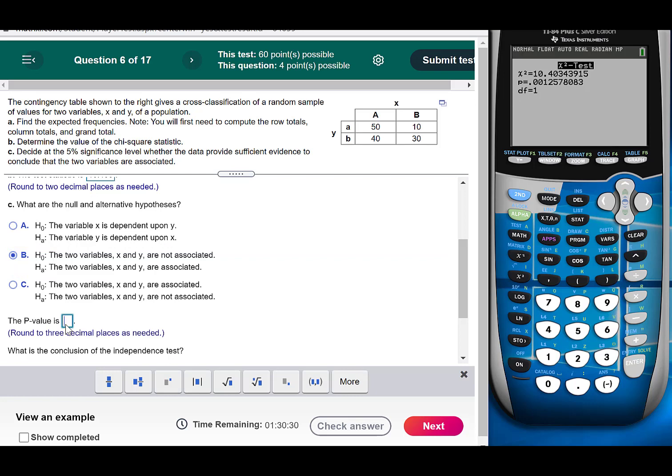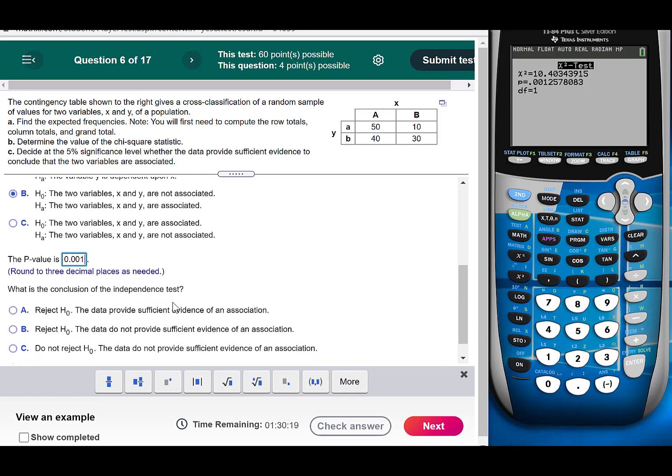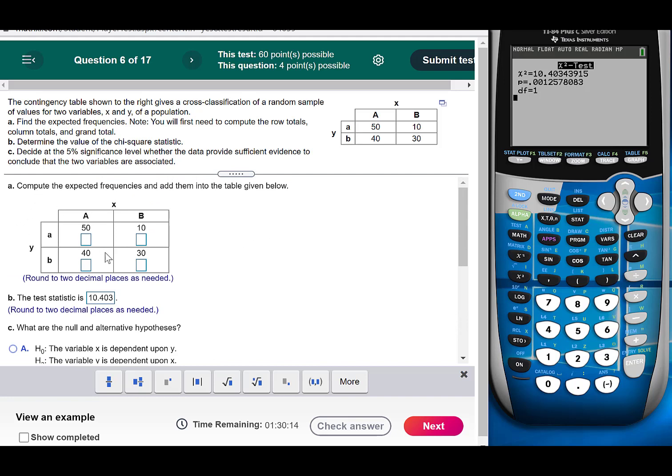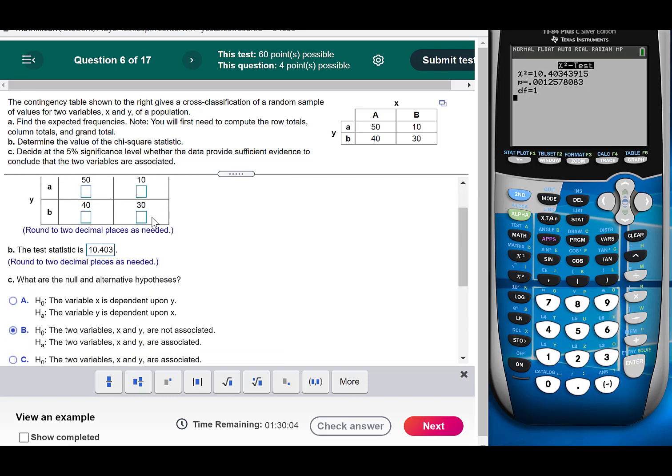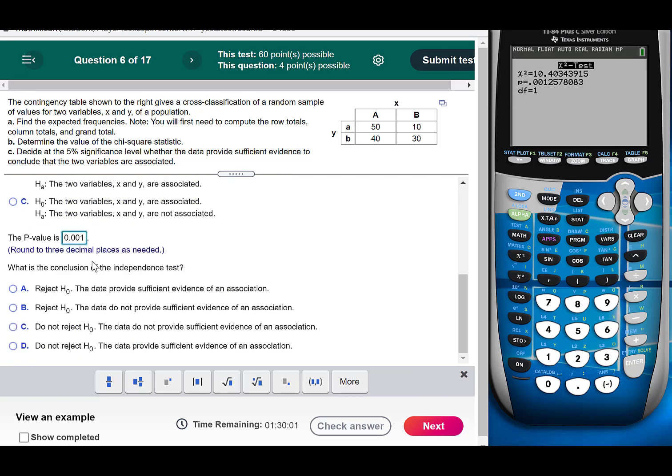P-value, guys, we did it, which is 0.3001. It says how many decimal? And alpha is 5%, so the p-value is less than 5%. We reject HO, and let's see where the claim is here. Decide at the 5% whether the data provides sufficient evidence to conclude that the two variables are associated. So the claim is in H1. So we reject HO. Once you reject the null hypothesis, guys, you support H1. So there is enough evidence to support the claim that the variables are associated.